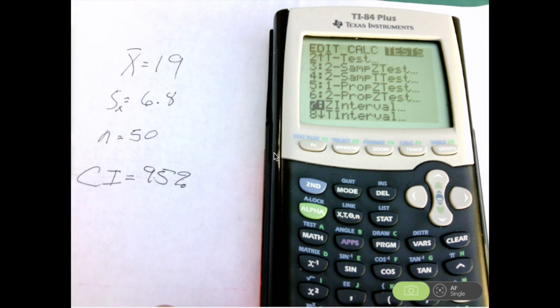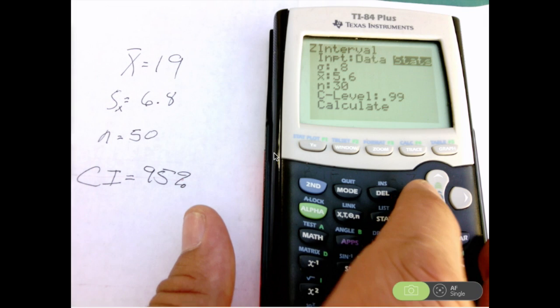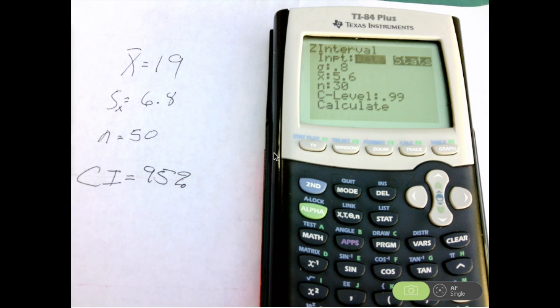So highlight that, press enter, and we can either test using the statistics from our sample, or we can use the data from our sample. Now to use the data, you would just simply enter all the data into one of your lists. Please see some of my other videos if you're not sure how to do that. Or you can do it by simply entering in some of the one variable statistics on your sample. And that's what I'm going to do in this example.